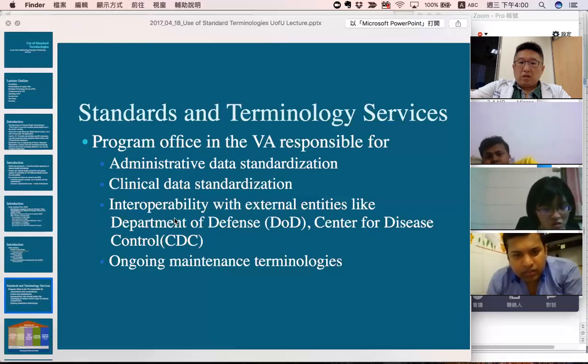Then the VA system needs to be interoperable with other external entities. For example, the Department of Defense (DoD). I think the VA is under the Department of Defense, the DoD, and the CDC. Later we will talk about why they need the maintenance of the terminology.